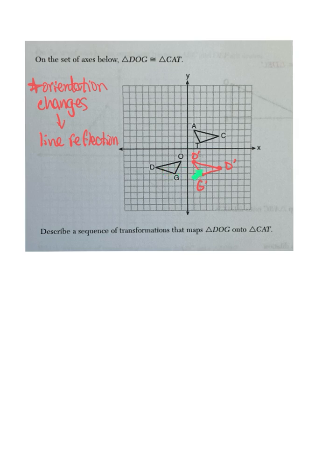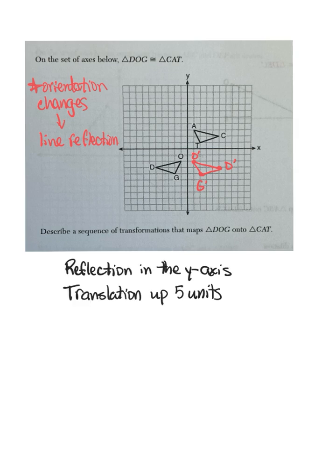So I reflected over the y-axis. Now all I have to do is move this thing up and it'll slide right into place. Let's figure out how much I need to move it up. So pick any point. So I'm going to pick D prime here. I'm going to count 1, 2, 3, 4, 5. 5 straight up, right? Okay. So your answer would be a reflection in the y-axis and a translation up 5 units.